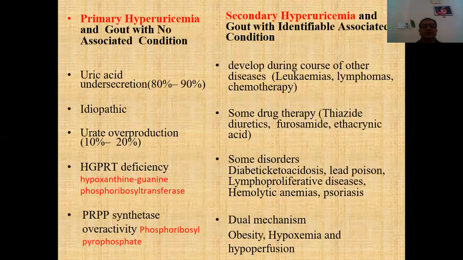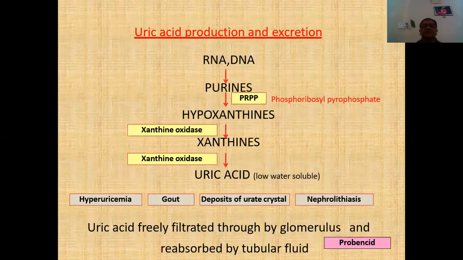Last time we saw this PRPP overactivity. If there is overactivity of PRPP, then hypoxanthine and xanthine oxidase come into play. This plays an important role where the conversion of hypoxanthine occurs into xanthine, and xanthine oxidase is responsible for converting this into uric acid, where low water soluble contents are formed.